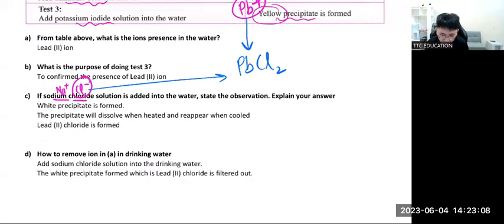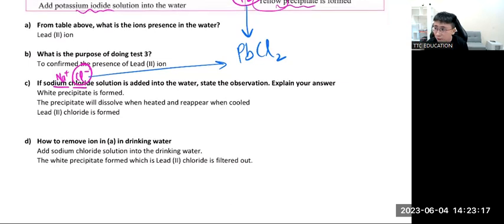So the answer here: add sodium chloride into the drinking water, a white precipitate forms, which is lead chloride, and it can be filtered out. Okay, you try to write this.